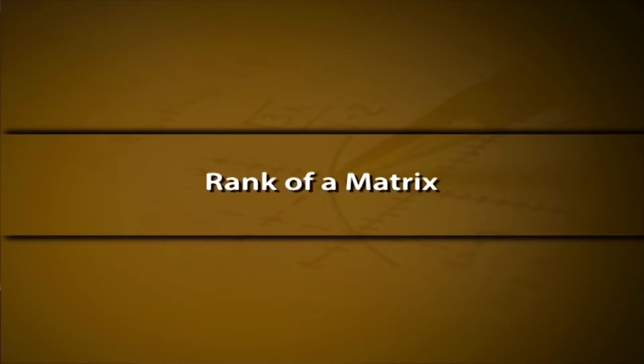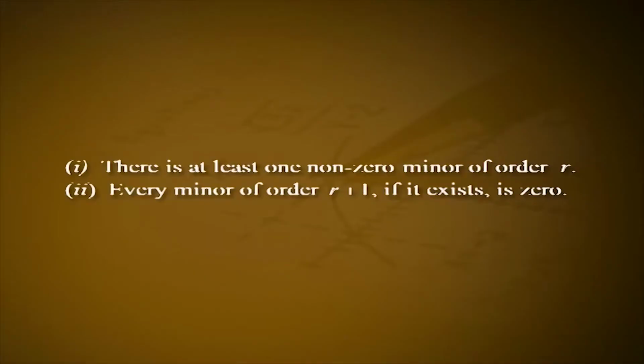Rank of a matrix. We now define rank of a matrix. Definition: the number r is called the rank of the matrix A if it satisfies the following conditions. First, there is at least one non-zero minor of order r. Second, every minor of order r plus 1, if it exists, is 0. The rank of a matrix A is denoted by rho of A or rank A.